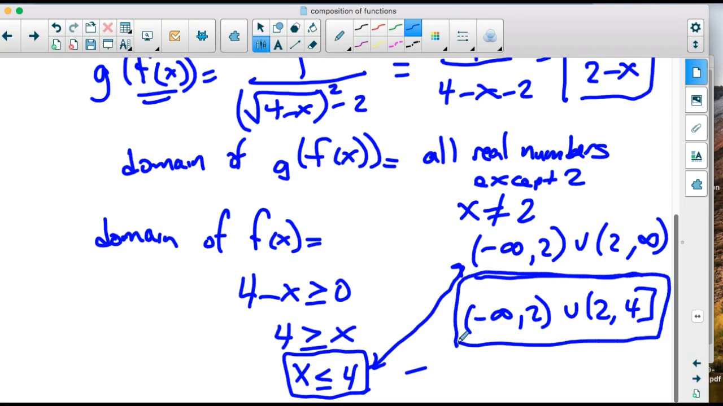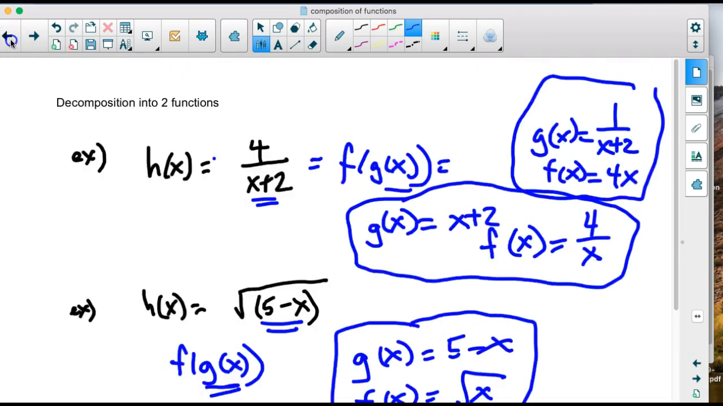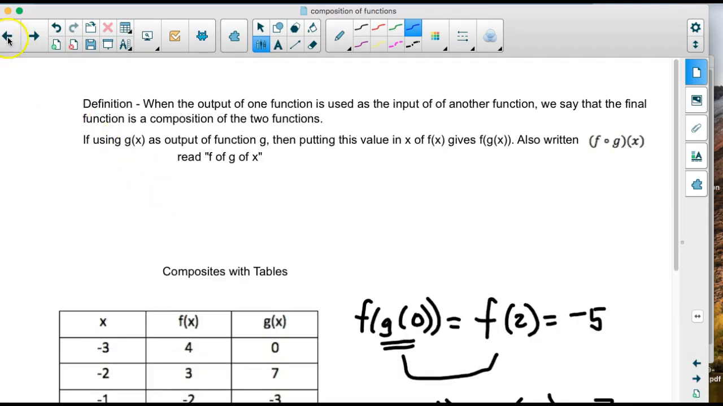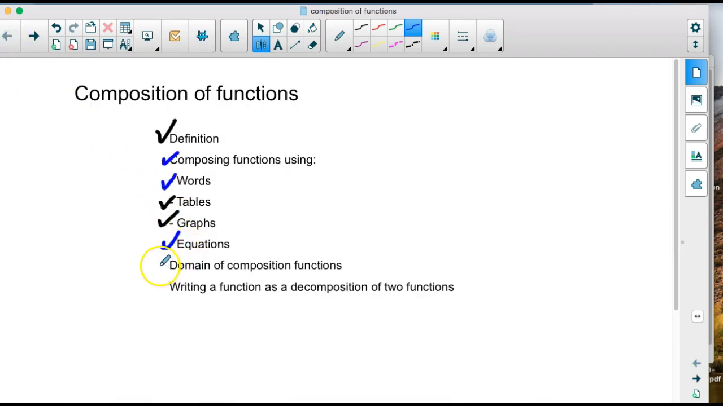Okay, now we've finished with this checklist of things that we've done here. We've done domain, and we've written a composition.